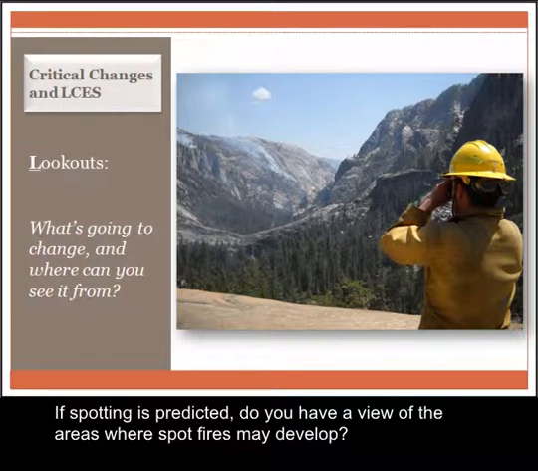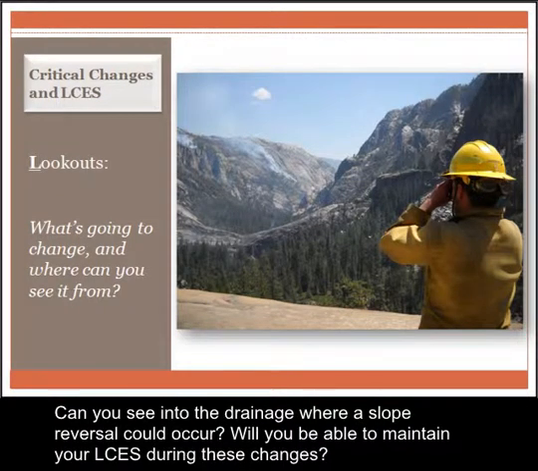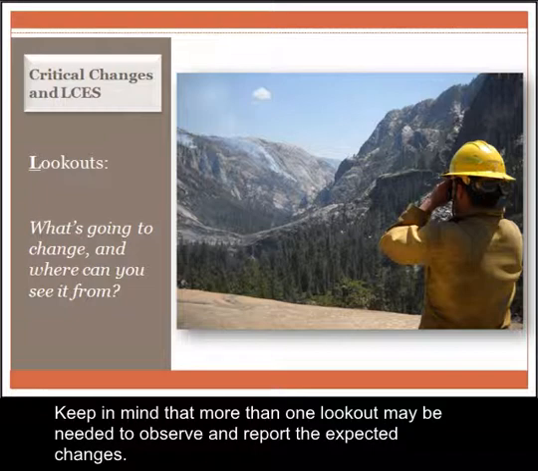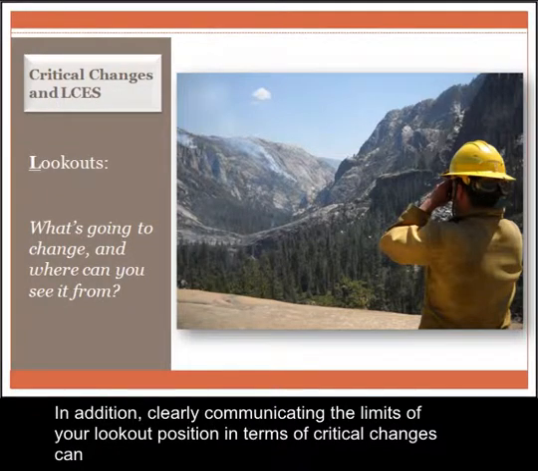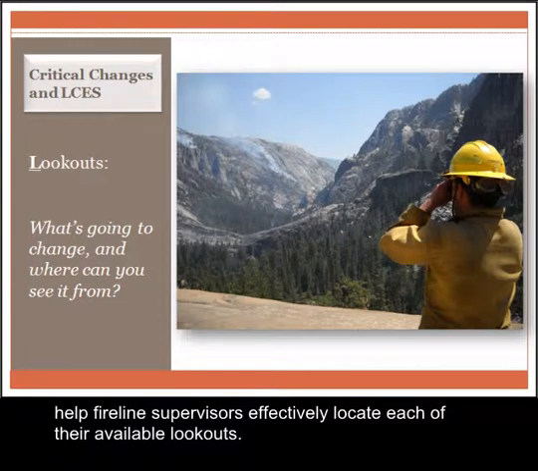If spotting is predicted, do you have a view of the areas where spot fires may develop? Can you see into the drainage where a slope reversal could occur? Will you be able to maintain your LCES during these changes? Keep in mind that more than one lookout may be needed to observe and report the expected changes. In addition, clearly communicating the limits of your lookout position in terms of critical changes can help fireline supervisors effectively locate each of their available lookouts.